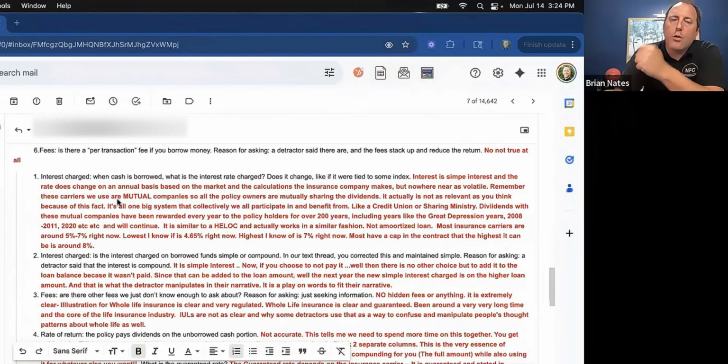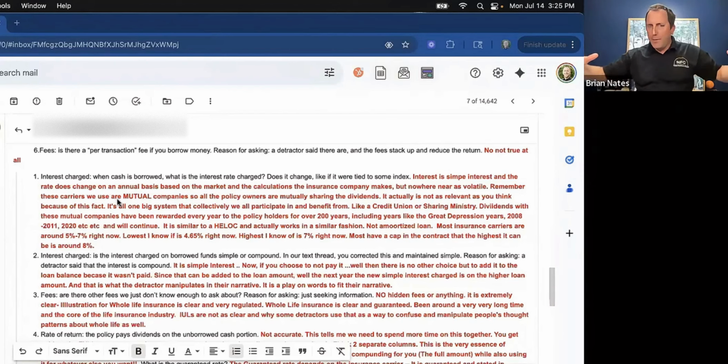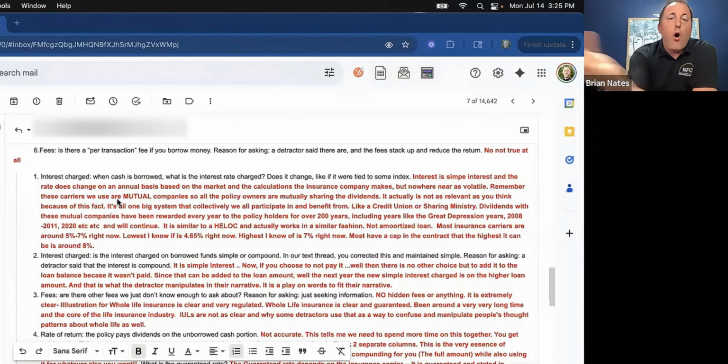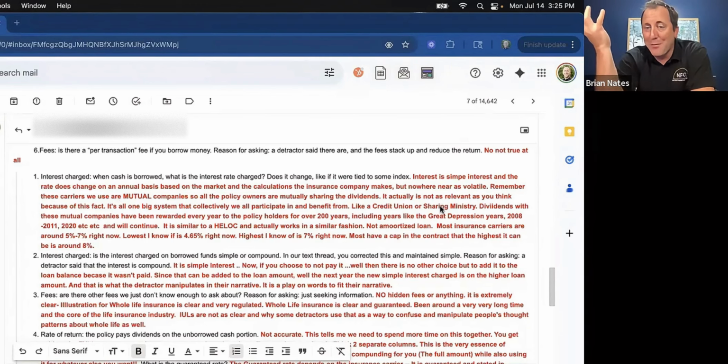These are mutual companies we're talking about, right? So understand, this is another aha moment. We're all mutually sharing the dividends. First of all, the interest rate is similar to a HELOC, nowhere near as volatile as what you see out there. It is one big system that all of us policy holders are collectively participating in, much like a credit union or a healthcare sharing ministry, right?